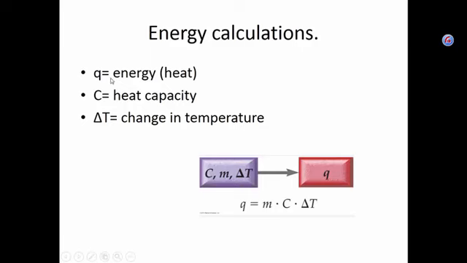The lowercase letter q is used to represent energy in the form of heat. We've seen m before to represent mass. This uppercase C is the heat capacity, so that is the thing we just saw on the previous table. It's saying here heat capacity, this would be a specific heat capacity based on what we saw on that table. And then the last thing we see here is this triangle symbol and a T.